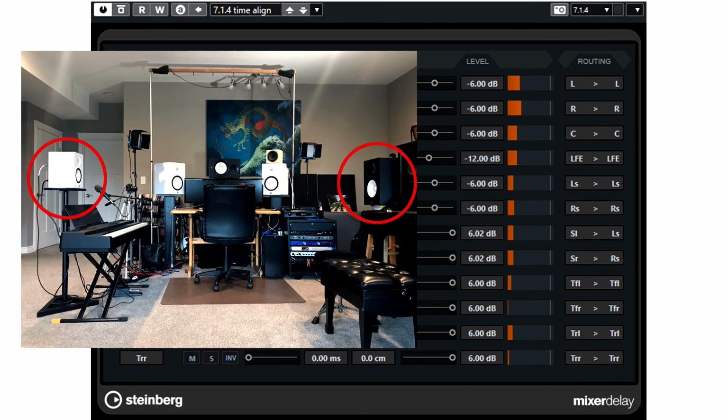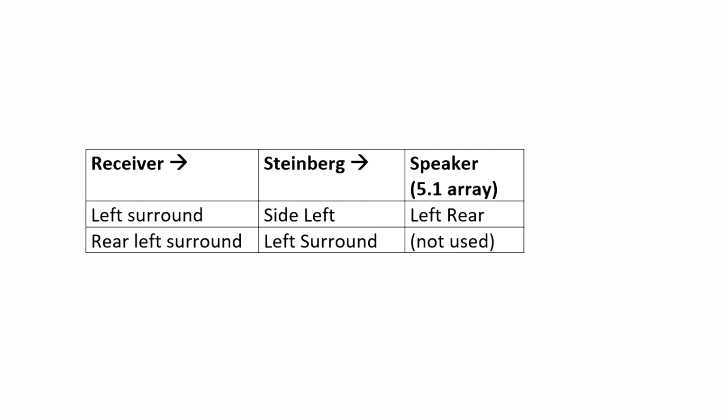Now that I have the side speakers, and the Atmos renderer and the receiver operate in 7.1.4 mode, I've removed the temporary fix. To summarize, this is the correct mapping for 5.1.4, using the left channels as examples. The left surround channel from the receiver inputs to the side left channel in Steinberg, which outputs to the left rear speaker. The rear left surround channel is not used.